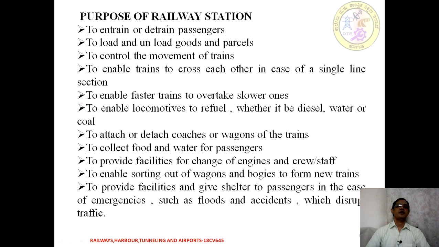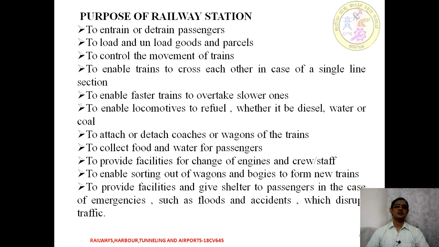As for the purpose of providing a railway station, it serves many purposes, to entertain or detain passengers, loading of goods or unloading of parcels, and controlling the movement of trains. It enables trains to cross each other in the case of a single-lane track. Apart from that, it enables a faster moving train to overtake a slower one. It is also where refueling, water or diesel, is filled.